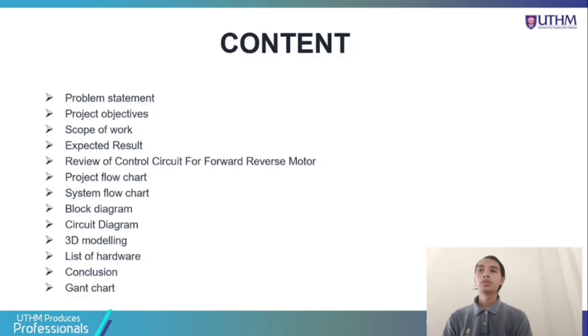First of all, this is the content of my presentation. First is the problem statement, my project objective, scope of work, expected result, the review of control circuit for forward reverse motor, my project flowchart, my system flowchart, block diagram, circuit diagram, 3D modeling for my prototype, list of hardware, the conclusion, and last one is the Gantt chart.